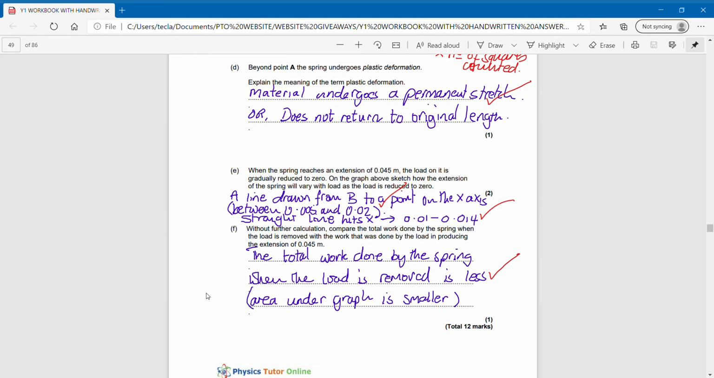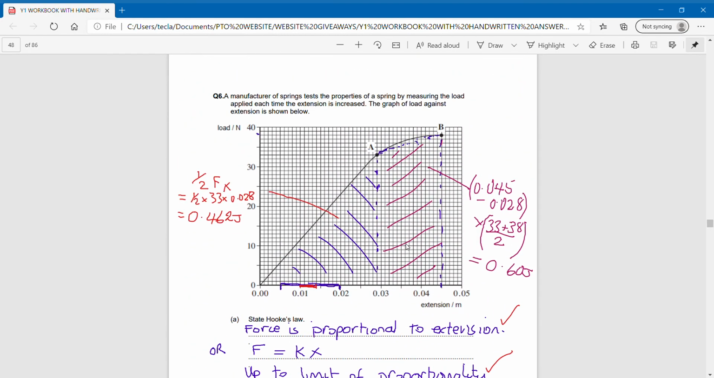Part E. When the spring reaches an extension of 0.045 meters, the load on it is gradually reduced to 0. On the graph above, sketch how the extension of the spring will vary with load as the load is reduced to 0. So we've got to draw a line back from point B to a point on the x-axis. And just to show you, coming back from point B is going to be a line which is parallel to our initial line here, and it's going to hit the x-axis somewhere about here.